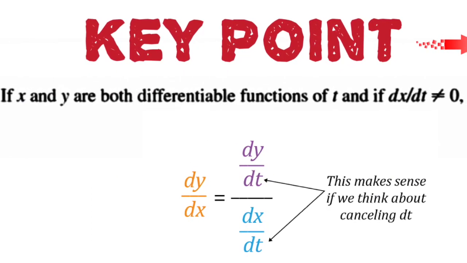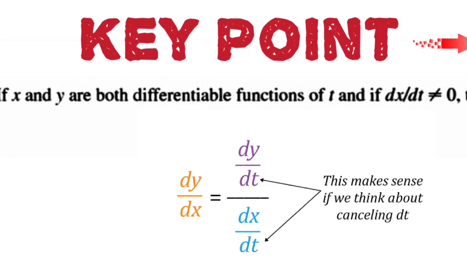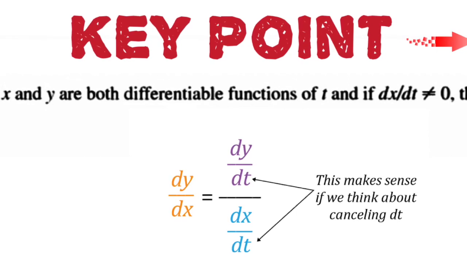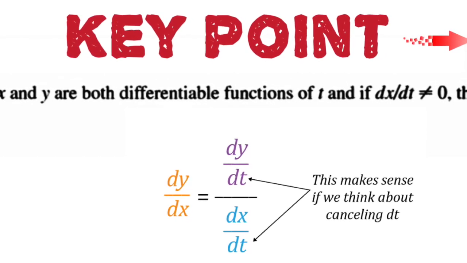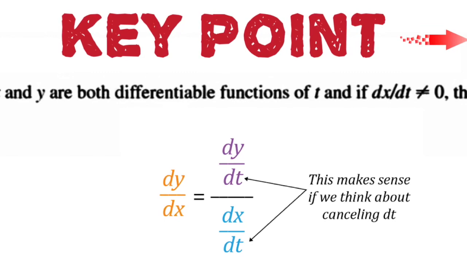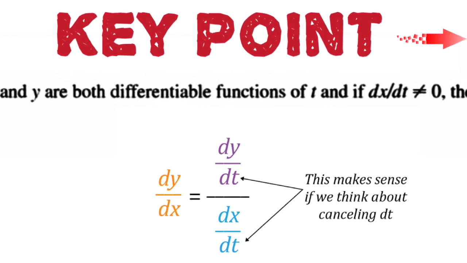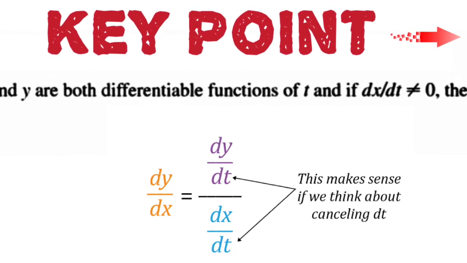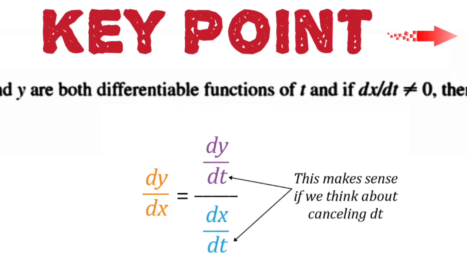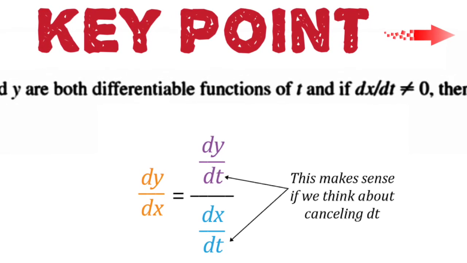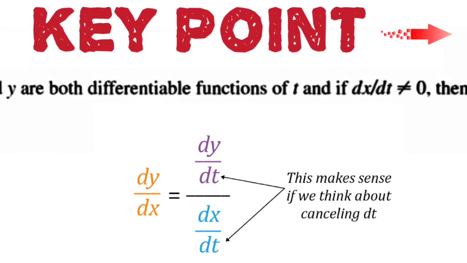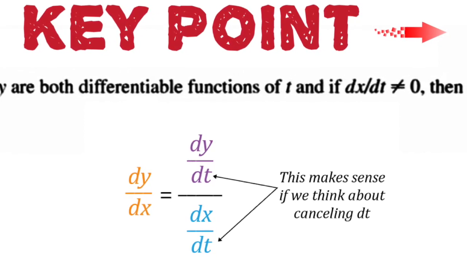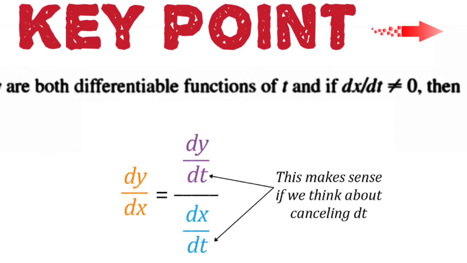After this, we have very important key points. Without this, we cannot find the derivative of parametric function. So, the first point is if x and y are both differentiable functions of t and if dx upon dt is not equal to 0, then dy upon dx equals dy upon dt upon dx upon dt.